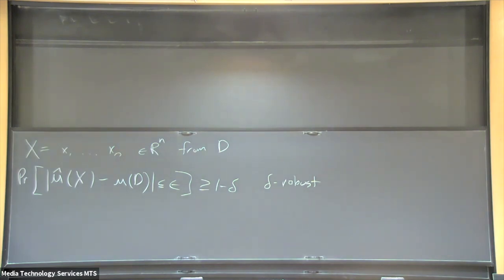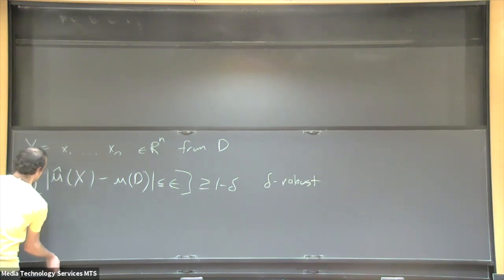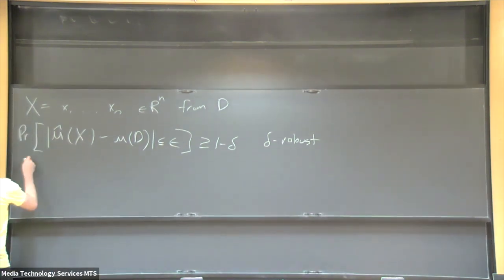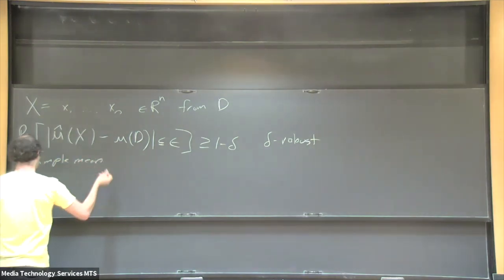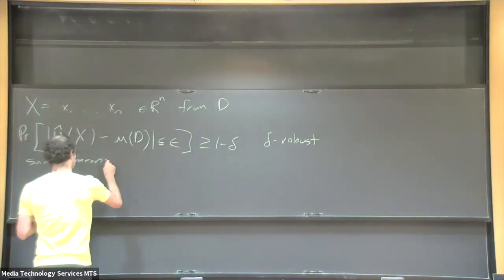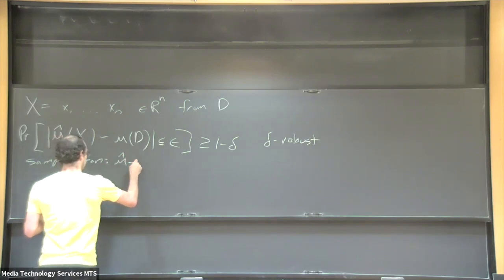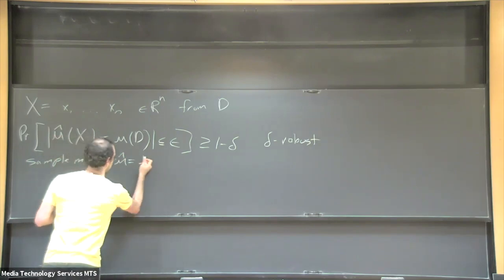Okay, so of course, the obvious thing to try is the sample mean. You have some data, let's take the mean of it. How does that do? Okay, so the sample mean, this is f is 1 over n, sorry, 1 over n.